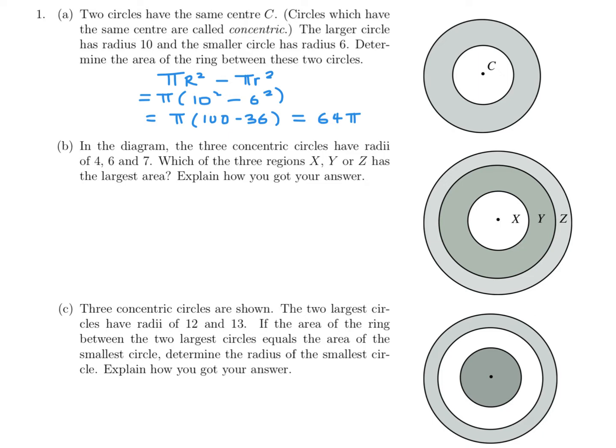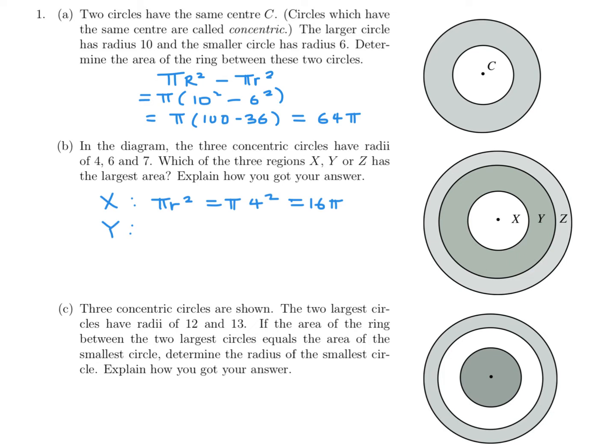Part B. In the diagram, the three concentric circles have radii of 4, 6, and 7. Which of the three regions, x, y, or z, has the largest area? Explain how you got your answer. X, let's look at that region first. That's just pi r squared, and the r that we're going to use in that case is 4. So that's 16 pi. Let's calculate them first, and then we can compare.